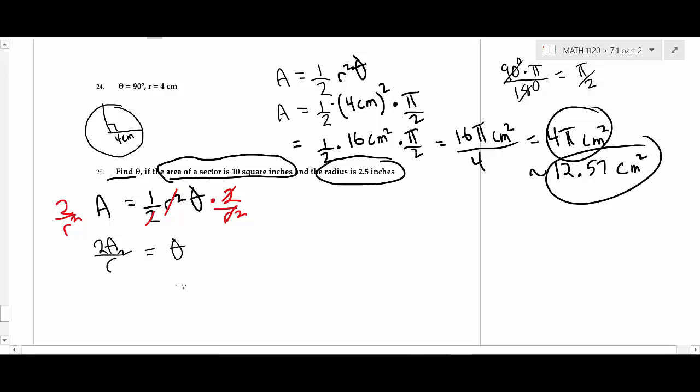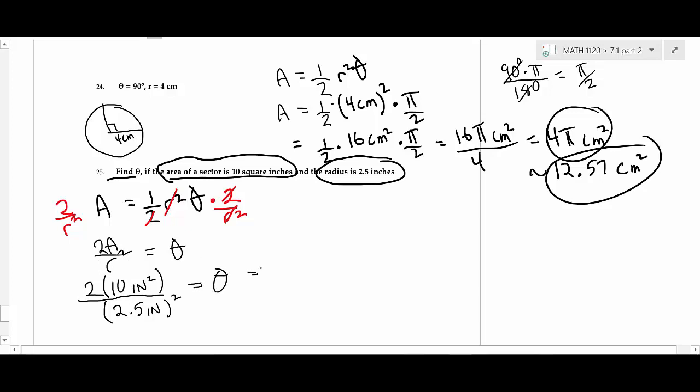Now what I'm going to do is just plug everything in. So the area was given as 10 square inches. It's a good idea to put your units in to see how this works out. And then your radius, you got to square that radius, so you would have 2.5 inches squared like that. So I'm just plugging in the area, which is given, and the radius, which is given also like that. Okay, and that's what theta is going to be.